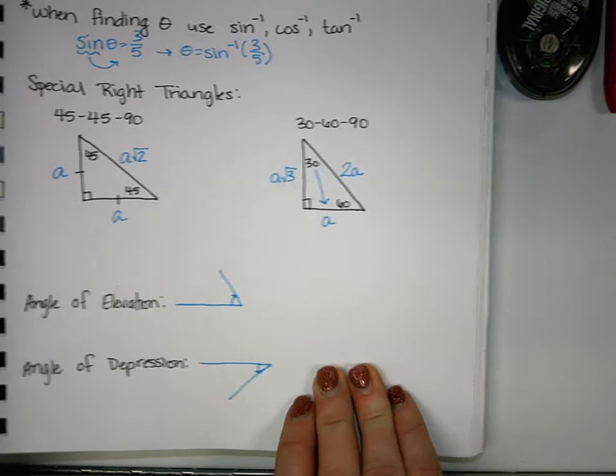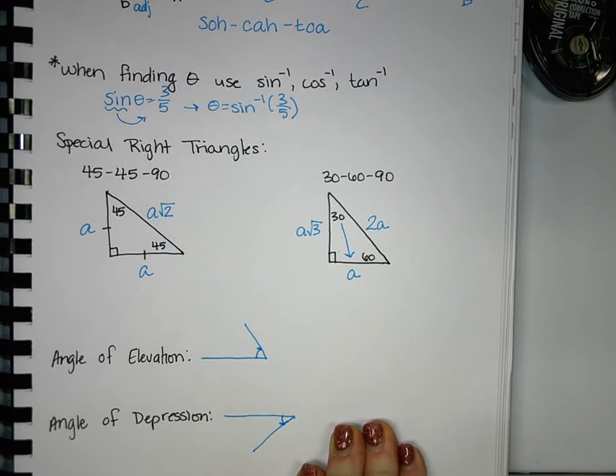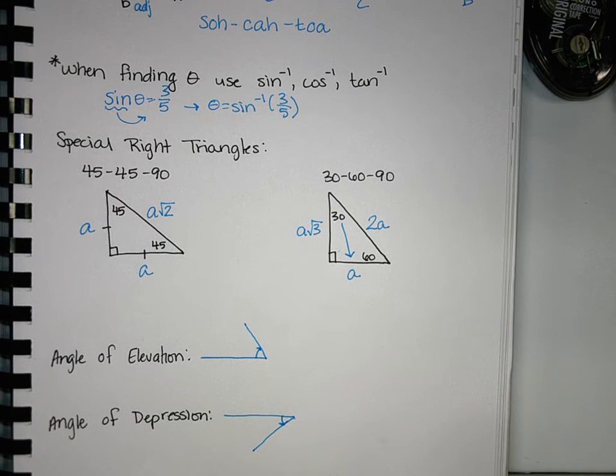So do you have to know all these for the final? Yeah. You need to know your 30, 60, 90s. You need to know your sine, cosine, tangent, and when to use the inverse, as well as when to use the Pythagorean theorem.